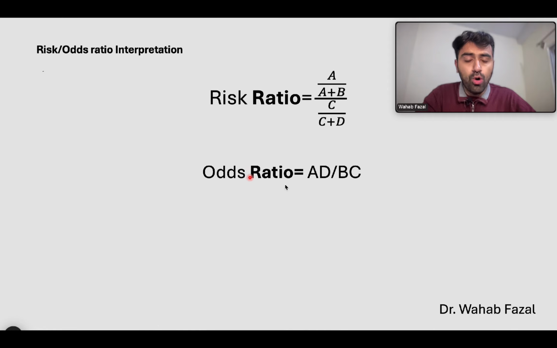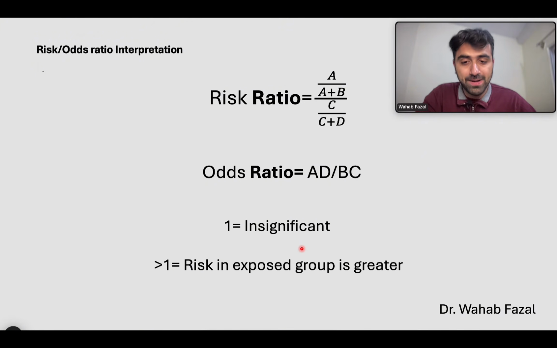So, similarly, odds ratio also has a numerator and a denominator. That means whenever you get the value of 1 in both of these ratios, it's insignificant. Whenever you get a value greater than 1, that means that the risk in the exposed group is greater. That means the risk in the top group is greater. This group was exposed to a carcinogen, toxin, or whatever we talk about.